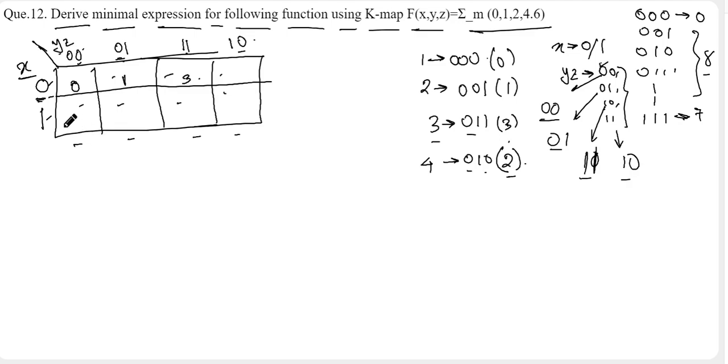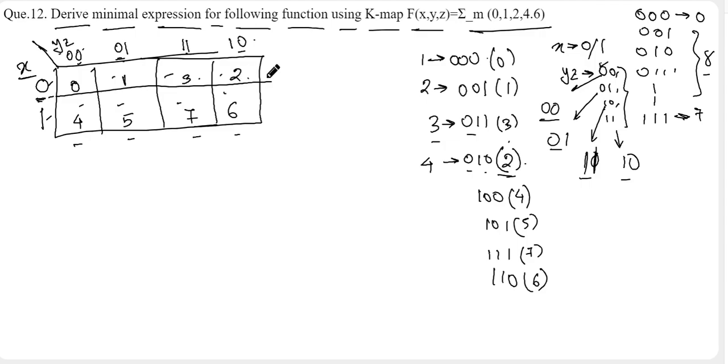And for the second row, this first cell has a value of 100. So this will be equivalent to 4. For the next cell, it is 101. This will have a value of 5. And for the next cell, it is 111. This will have a value of 7, because 111 is 7. And for the next cell, this is 110. So this will have a value of 6. And in this case, this is 2.